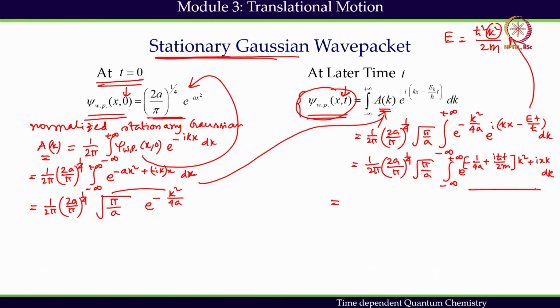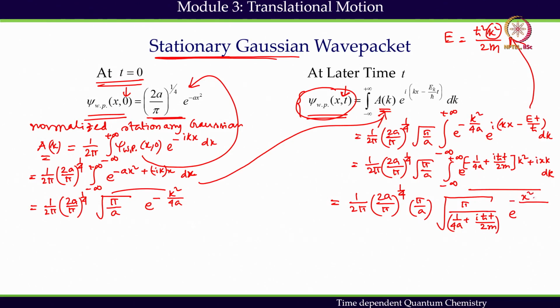Now I have the standard Gaussian integral, which can be written as 2a by pi to the power 1 by 4, pi by a, and this integration is going to be pi by (1 by 4a plus i h cut t by 2m), into e to the power minus x square divided by 4 times (1 by 4a plus i h cut t by 2m).